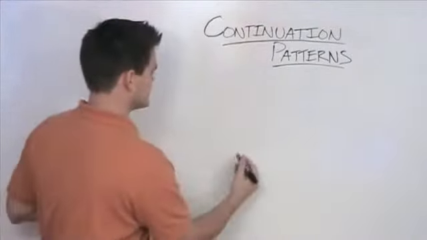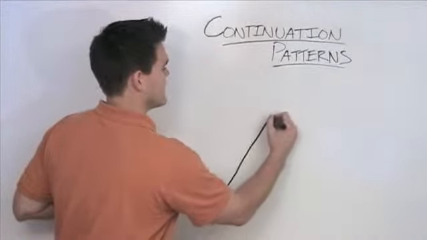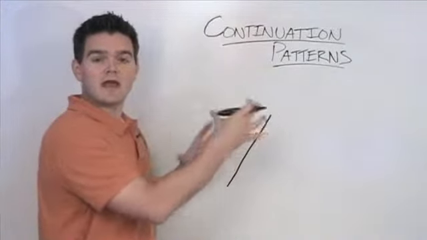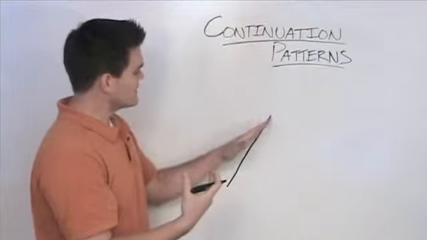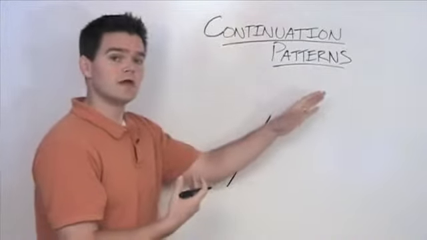So for instance, if we had a security that was trending upward and then it started to consolidate here for a little bit and we saw that it was a continuation pattern, we would know that the previous trend is most likely going to continue in the future.